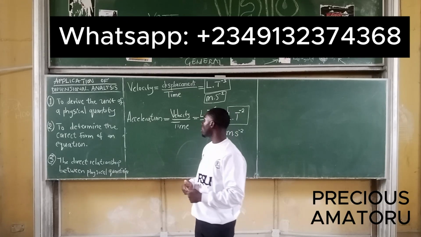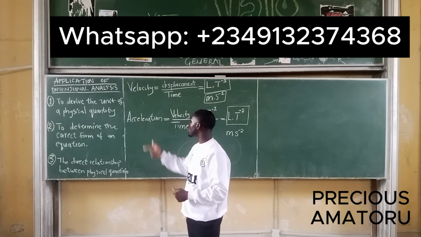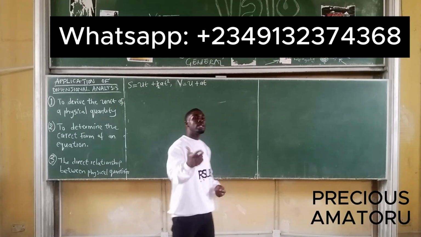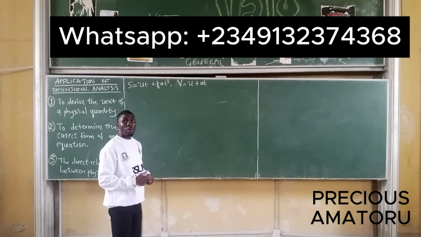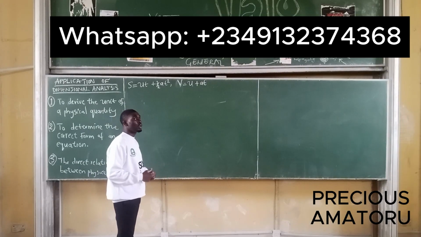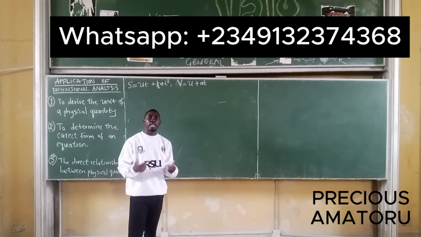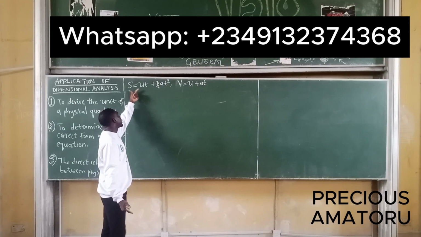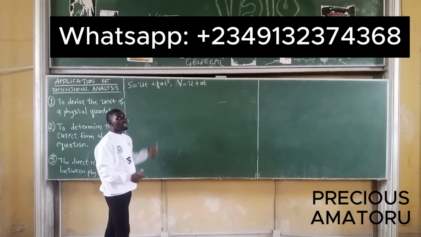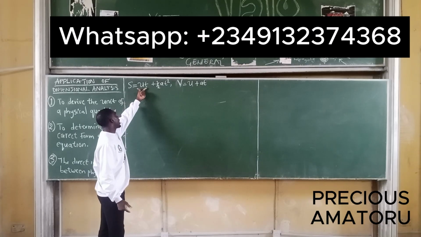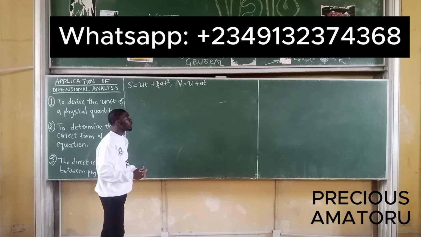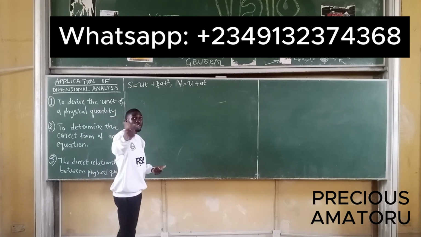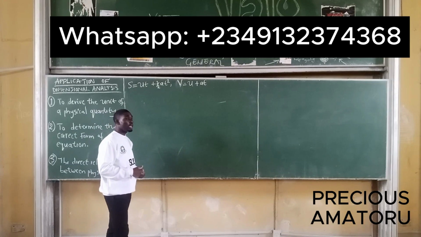Let's check the second application, which is to determine the correct form of an equation. Now, observe the two equations of motion on the board. Let's say you are in an exam and you just forgot the correct way of writing this equation. Maybe you forgot is it t squared or just t. You can actually use dimensional analysis to check if what you have written is correct or not.